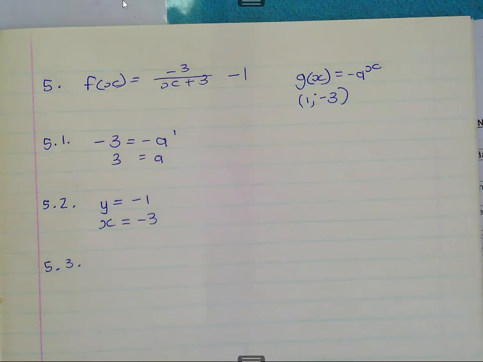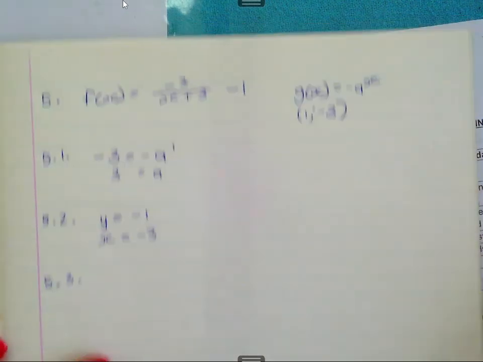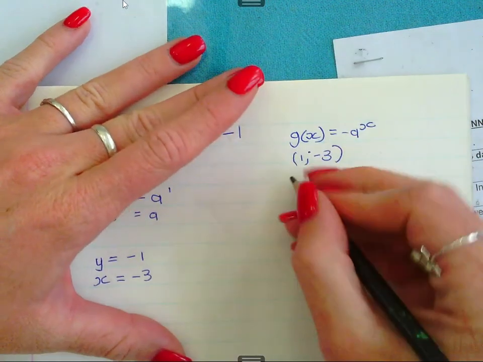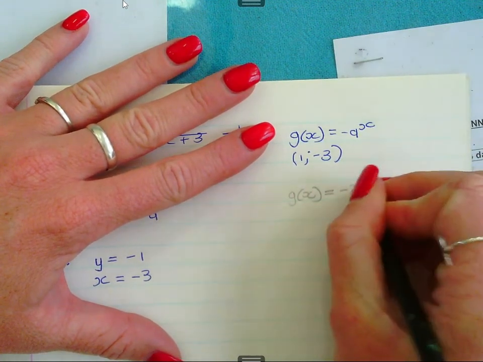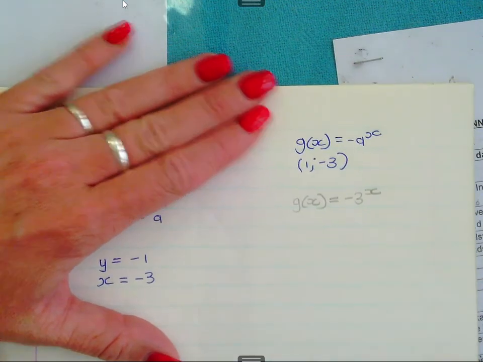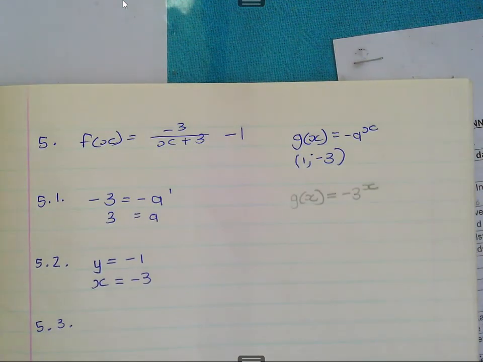Okay. So they are asking you to write down the range of G. I want you to imagine this function. Remember, because we calculated the value of A, we know now that G of X is equal to negative 3 to the power of X. Do you agree with that? Yes. Okay.